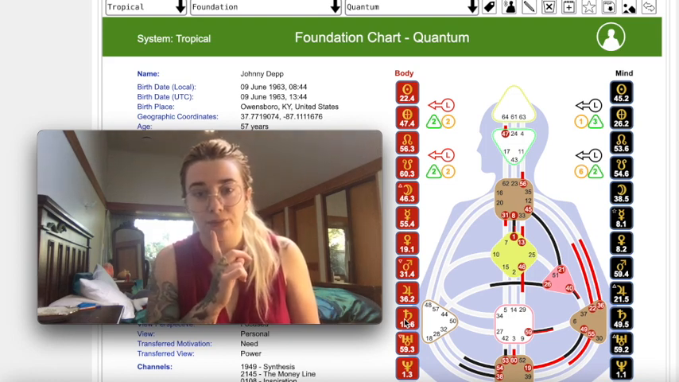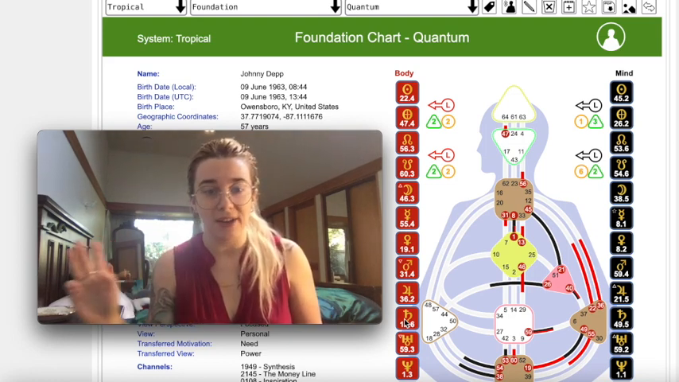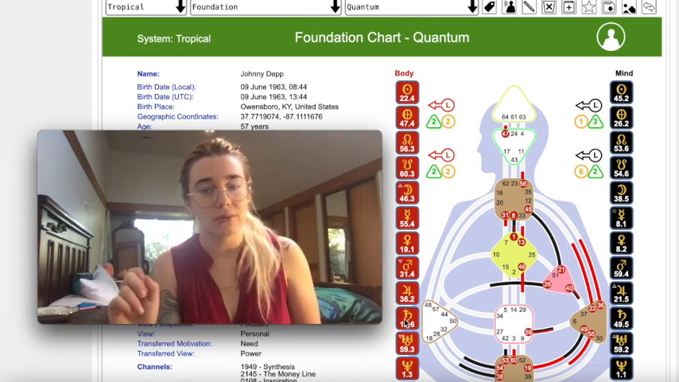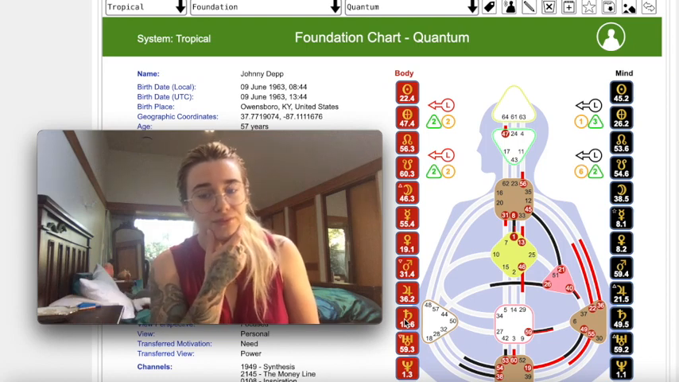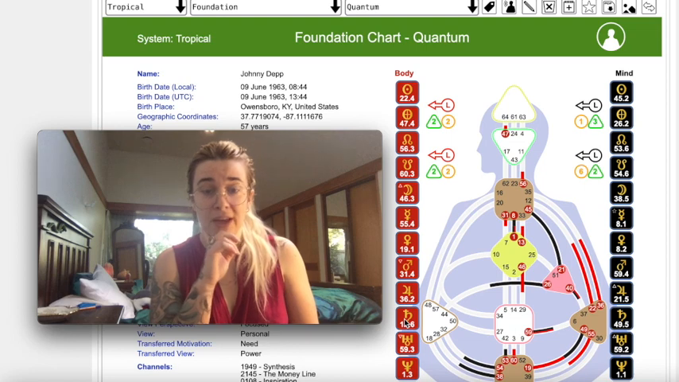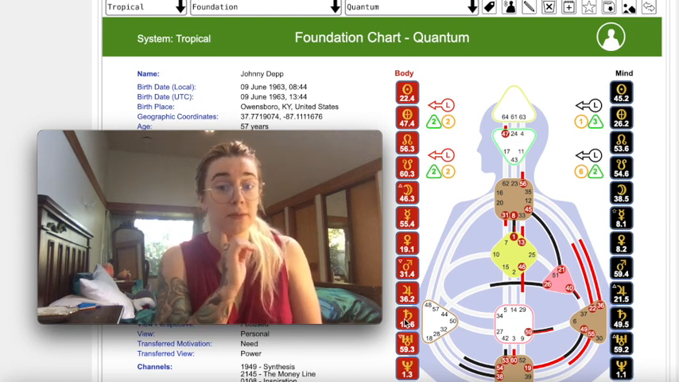Now, our third man, Depp, third human, is also emotionally defined. Very emotionally defined, actually. He also has a completely open spleen.